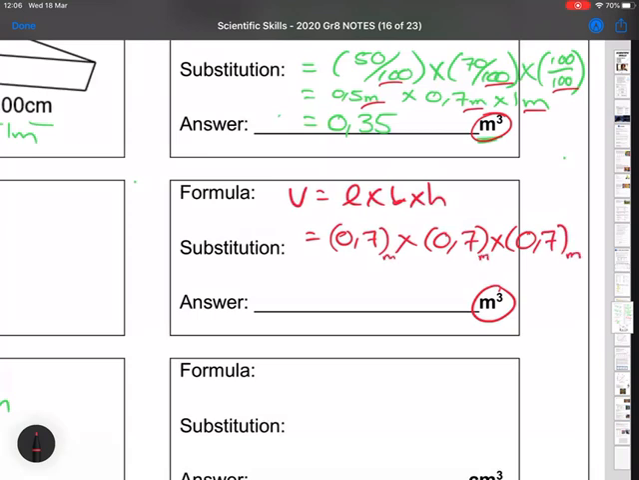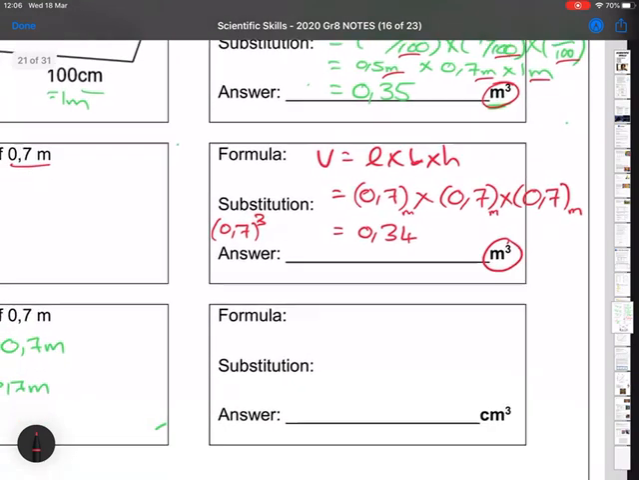Remember, these values are all in meters. And 0.7 times 0.7 times 0.7, if you wanted, you could write as 0.7 cubed. That's fine. That'll give us an answer of 0.343 meters cubed.